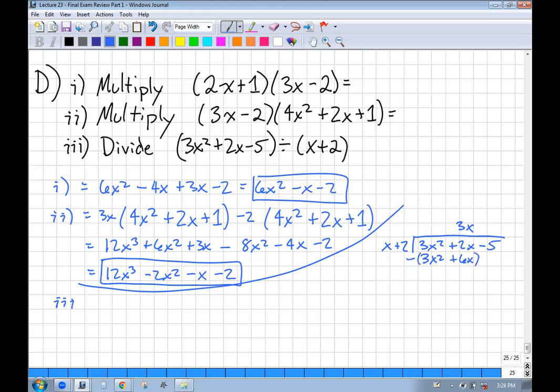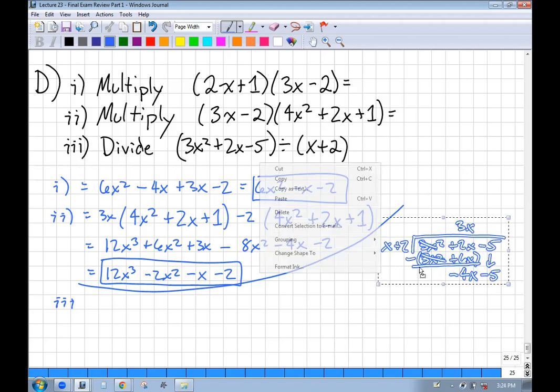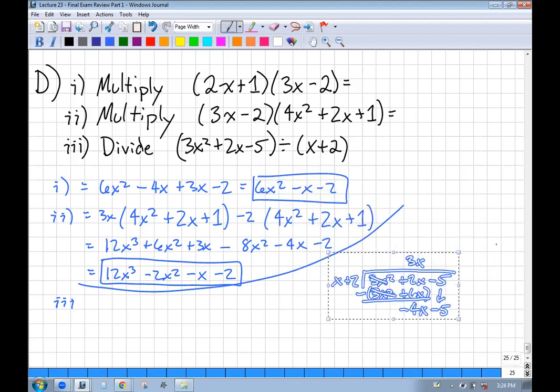We subtract. Those cancel. 2x minus 6x gives me negative 4x. Bring down the minus 5. Maybe I should put this over here. So to get a negative 4x from an x, I need to multiply that by a minus 4. So minus 4 times x gives me minus 4x, but then I also get a minus 8.